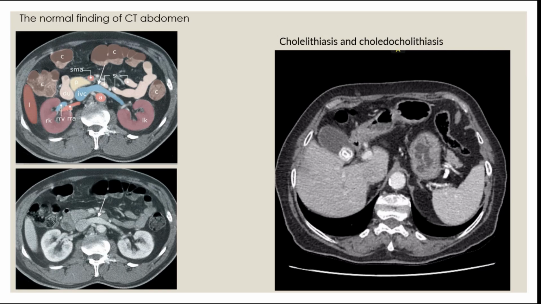On the other picture, the black one, we can see cholelithiasis. You can see like stone within the gallbladder. So this is the liver, and this is the stone within the gallbladder.